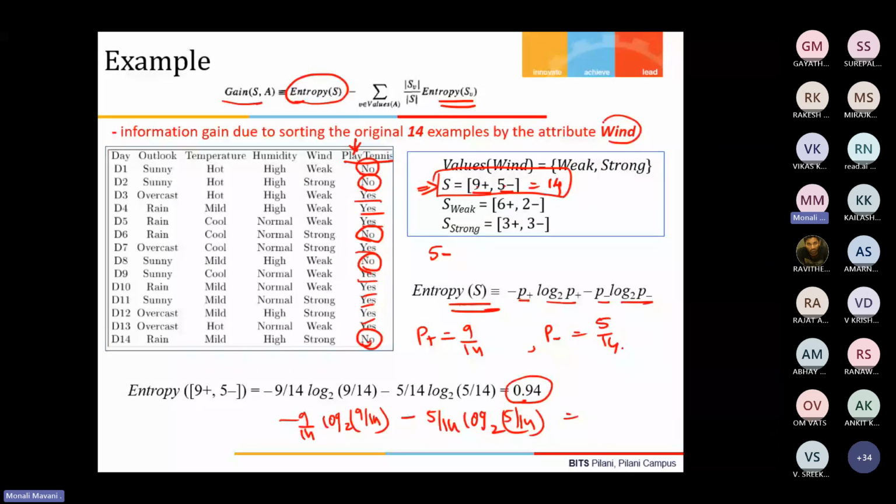So the entire calculation for the wind is shown. This is a wind attribute, and we will find out the information gain between the parent node, which is the entire data set, and the wind. So now for the wind attribute, how many unique values do I have? Weak and strong. Only 2 unique values. I will calculate this information separately for the weak and strong class.